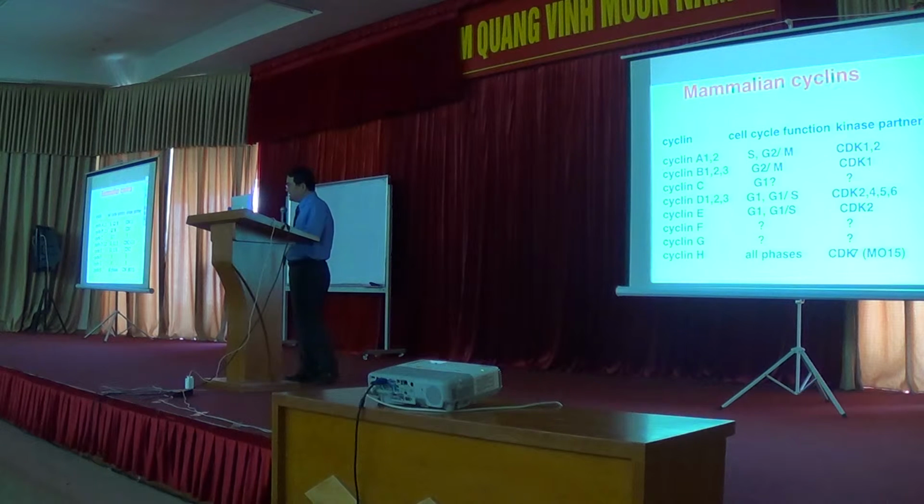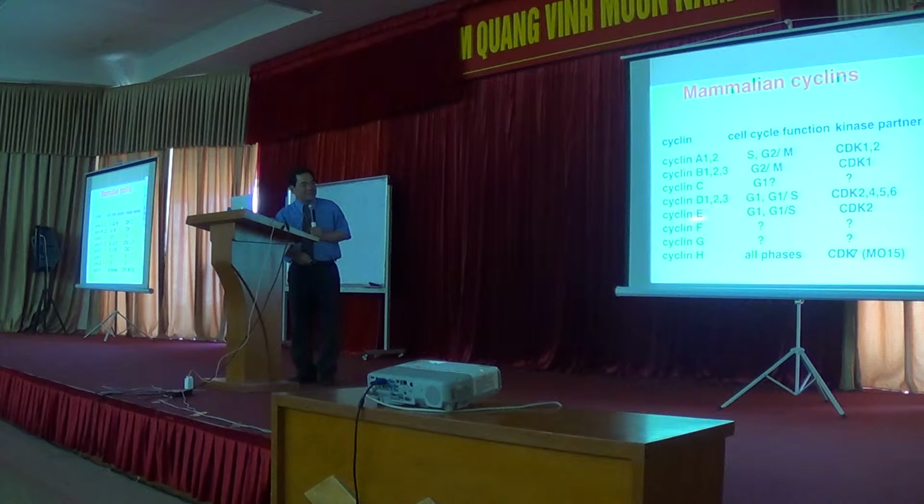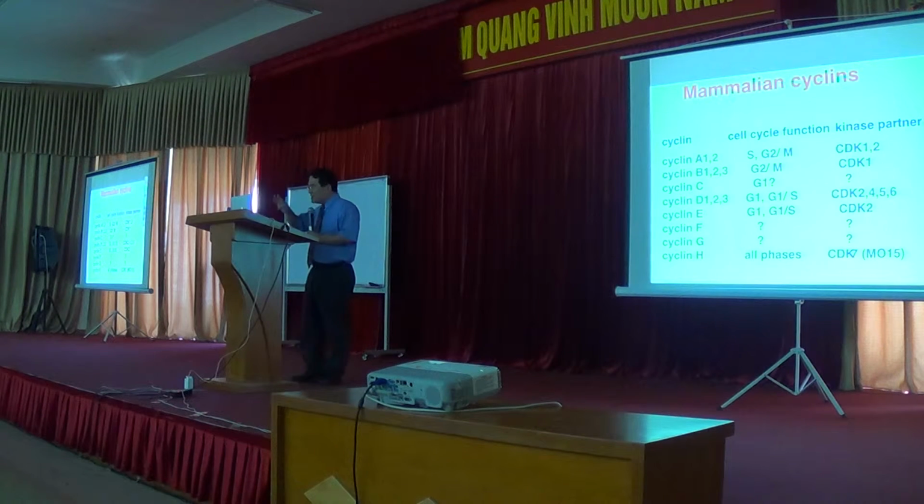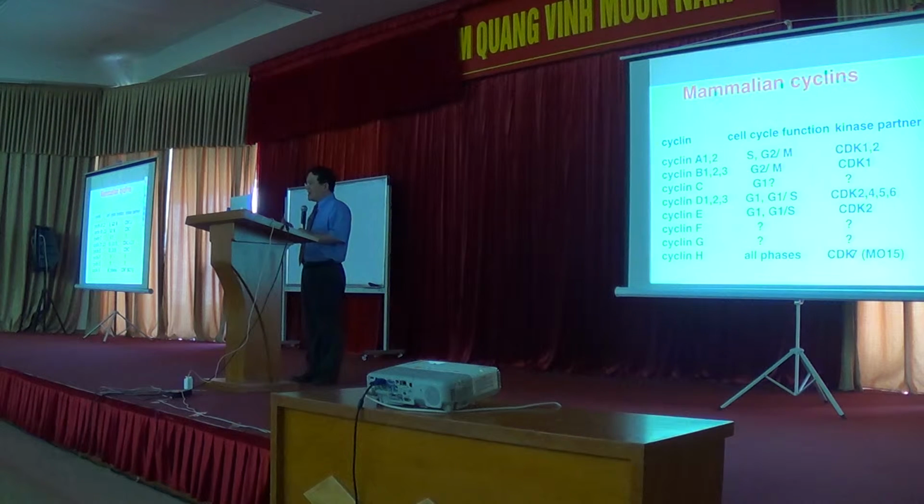Sometimes you get a name called CDC2. Okay? Cyclin B with the CDK1, cyclin C, cyclin D, etc. We'll go to that. So you just get an impression. These are positive regulators of the cell cycle. These are the cyclin and CDK.